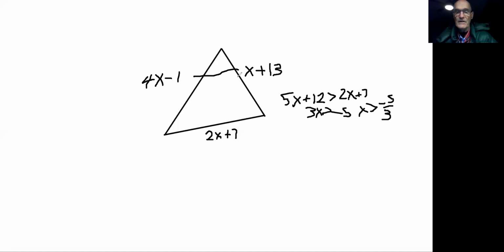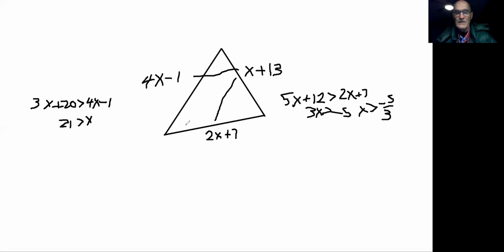Now, if I do these two sides here, I'll come over here to the left. So I have 2x plus x is 3x plus 20 is greater than 4x minus 1. So if I subtract the 3x and add the 1, I end up here with x is less than 21.